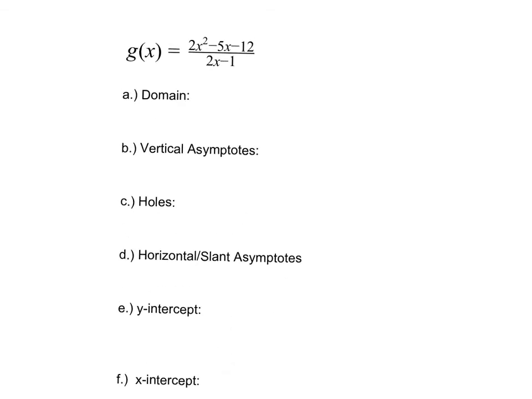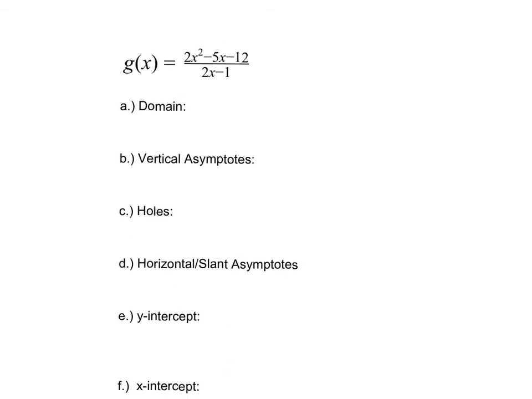Let's go ahead and take a look at our last example. So our last example is the function g of x equals 2x squared minus 5x minus 12 all over 2x minus 1. So when we go to identify our domain, the denominator is already in factored form, so x cannot equal, and then 2x minus 1 is 0 when x is 1/2.